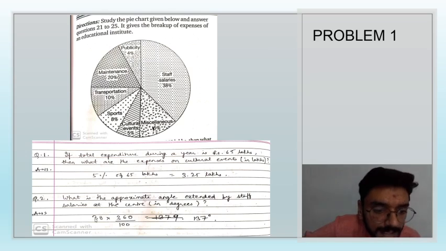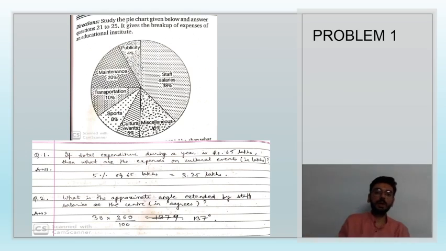It would be 38% of 360 degrees, because this represents 38% of the circle. So if a circle is 360 degrees, what would be 38% of that circle? 38 into 360 upon 100 comes out to be 136.8 something. By approximation, it comes out to be 137 degrees.